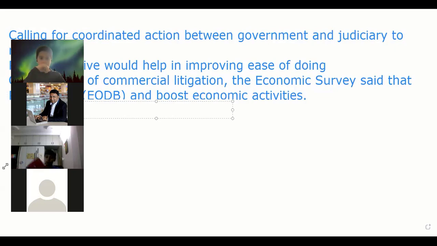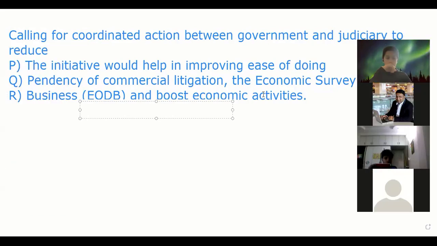Tell me, guys. Meghna, explain what should be the order and why. So QPR is the order.